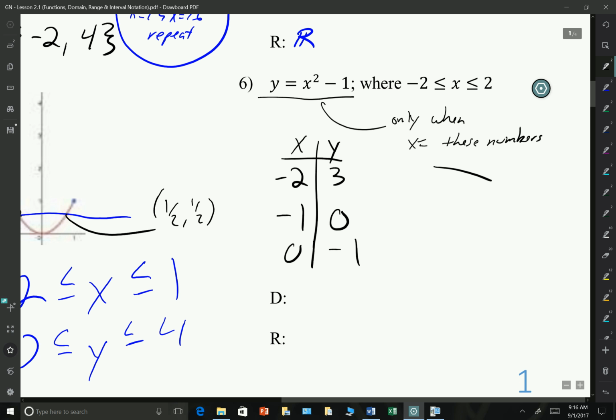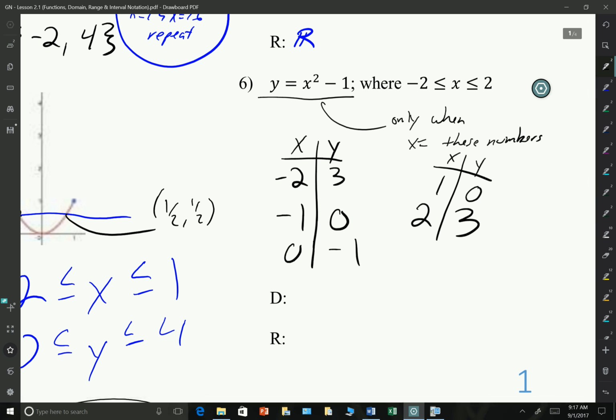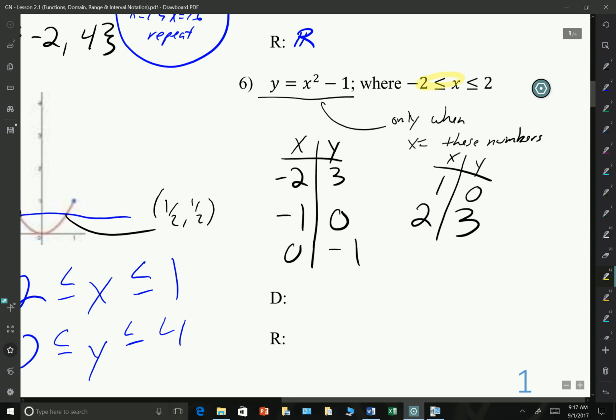I can plug in 1 too, can't I? If I plug in 1, 1 squared minus 1 is 0, isn't it? If I plug in 2, 2 squared minus 1 is 3. Can I plug in 3? Am I allowed to plug in 3? Because this says use this equation only with these x's, correct? What's your domain? This is our domain.